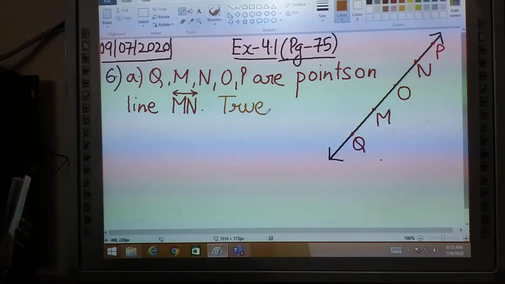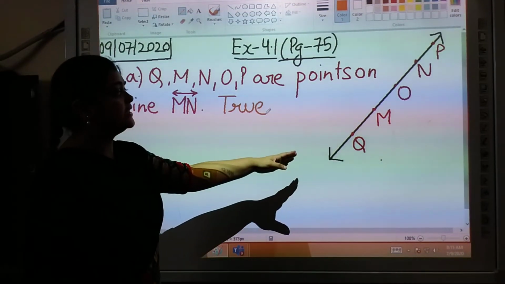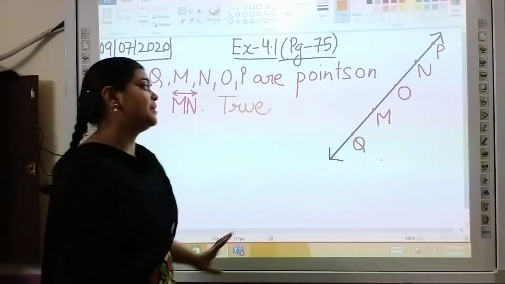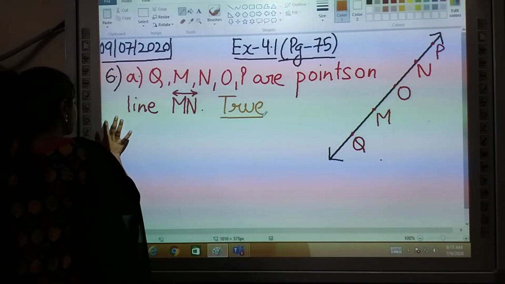The first question is point Q, point M, point N, point O are points on line MN. So we can clearly see in this figure that MN is a line and all the 5 points are marked on the line. So the answer of this question is true. The statement is true.